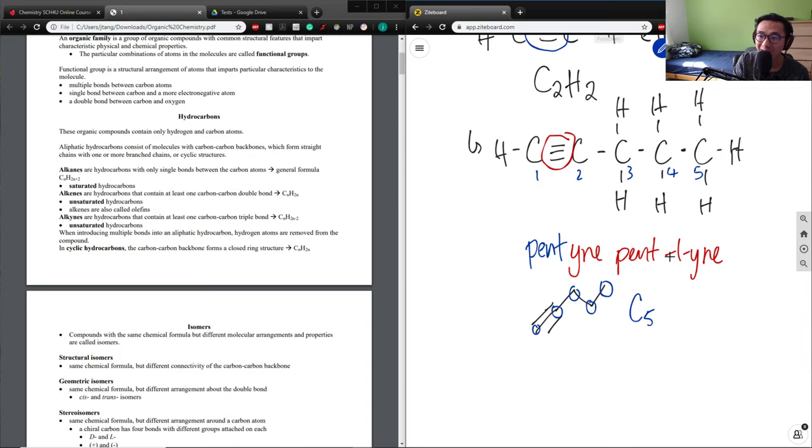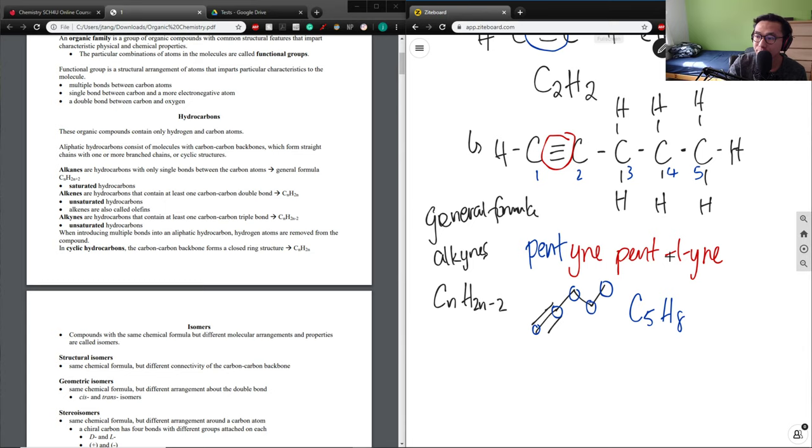I have 8 hydrogens. So as you can tell, we have a general formula for alkynes as well: CnH2n minus 2. Remember, this is for one triple bond. If I plug in the 5 here, C5, H would be 2 times 5 is 10, minus 2 is 8. So we can verify that this is indeed an alkyne.